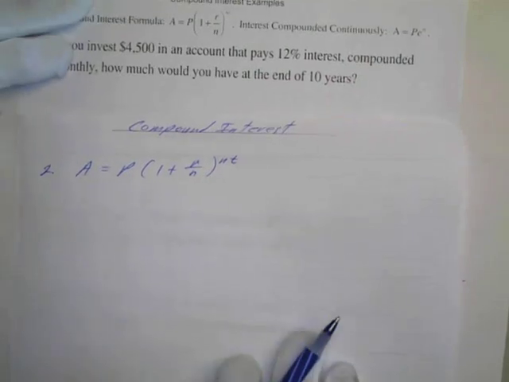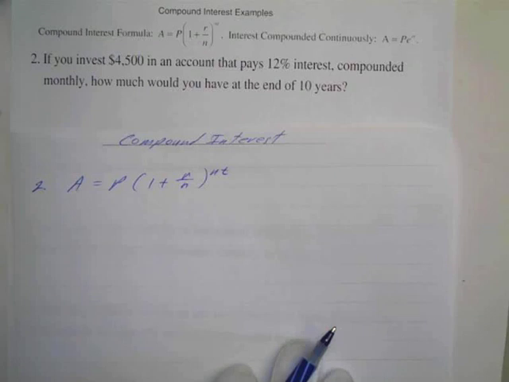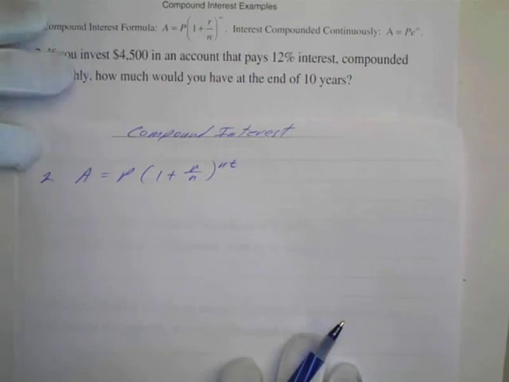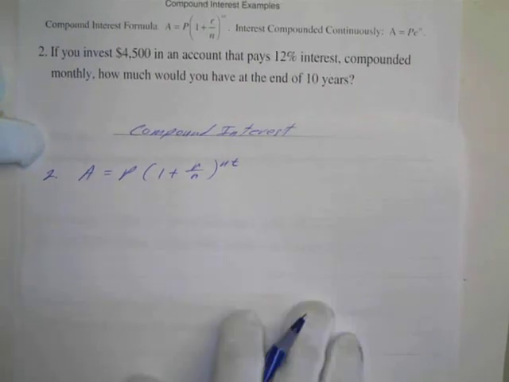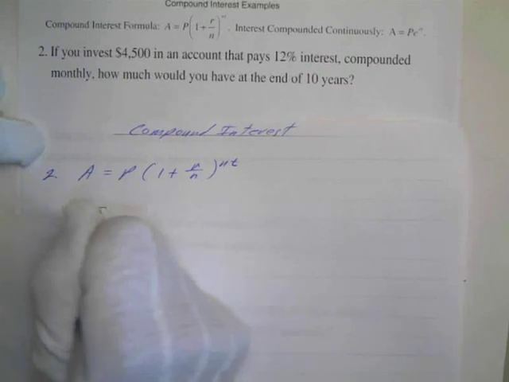So let's take a look at this first example. If you invest $4,500 in an account that pays 12% interest compounded monthly, how much would you have at the end of 10 years? So pretty much we want to know the amount we'll have at the end of 10 years. So we just put our numbers in the formula.